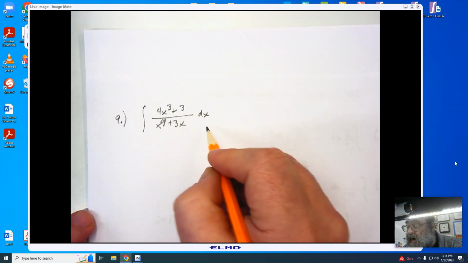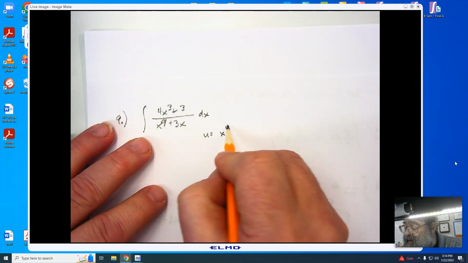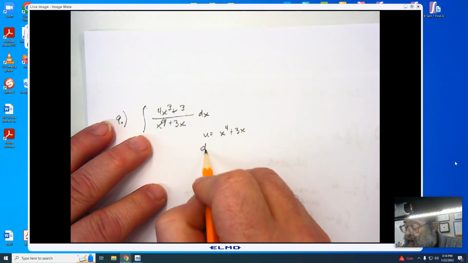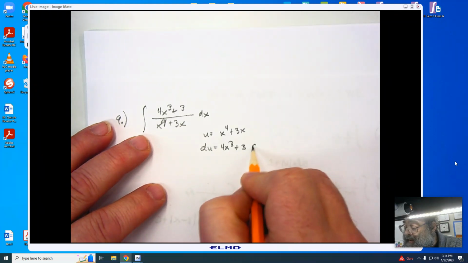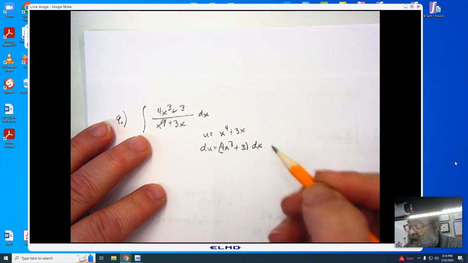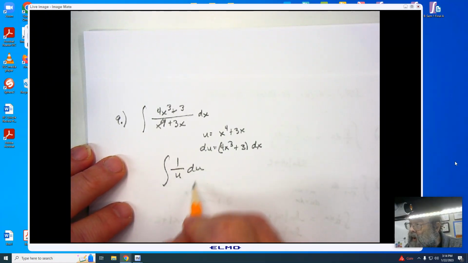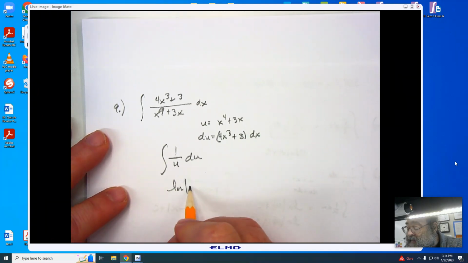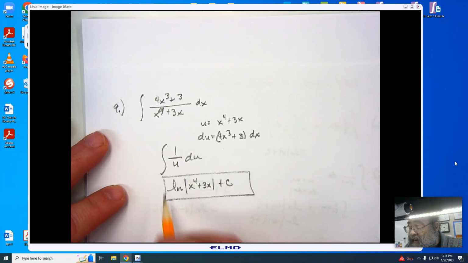Once again, I'm going to use a u substitution first, see what I get when I take x to the 4th plus 3x. Do I get that numerator? Well, du equals 4x cubed plus 3 dx, and I would have to say yes. So 1 over u du, and when I go through, I end up having the natural log of the absolute value of x to the 4th plus 3x plus c. And that's number 9.